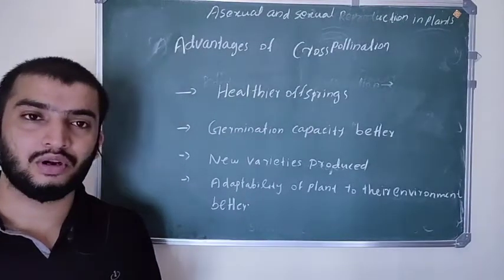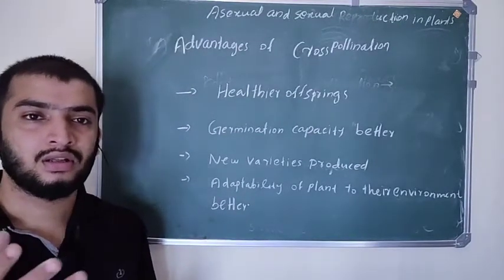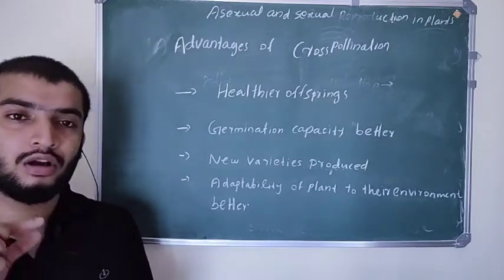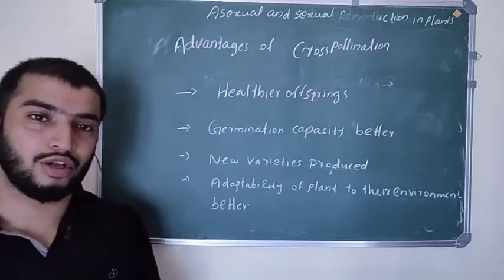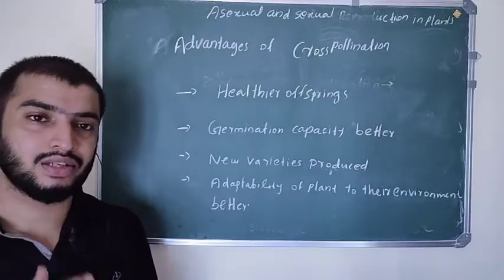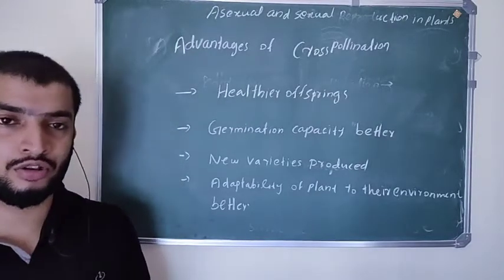Pollinating agents are very important. If there are no pollinating agents, cross pollination is not possible. And devices are important for cross pollination. If there is no mechanism or adaptation or device for cross pollination in plants, cross pollination is not possible.